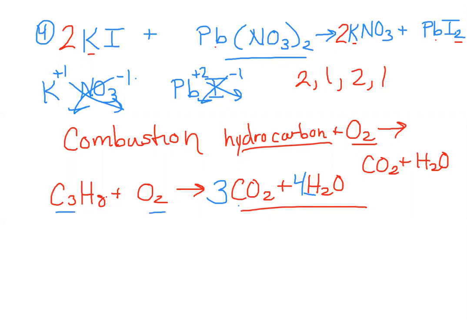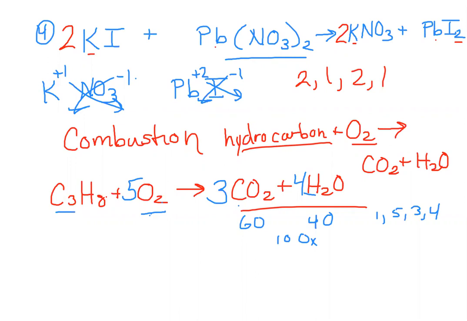We've got 2 oxygen here. Over on this side, we have 6 oxygen there and 4 oxygen here, which is 10 oxygen altogether. So over here, we need to have 10 oxygen. We have 2, so we're going to have to put a 5 in front of it. Okay. And the coefficients will be 1, 5, 3, 4.